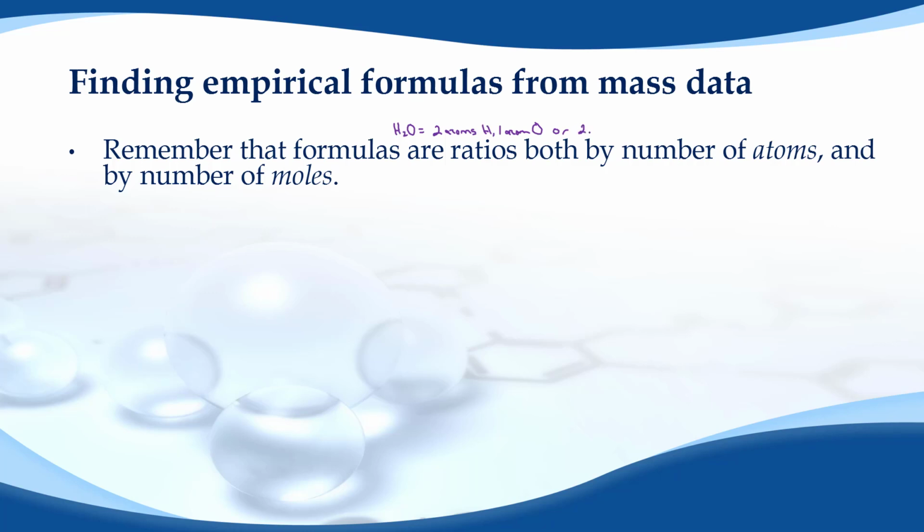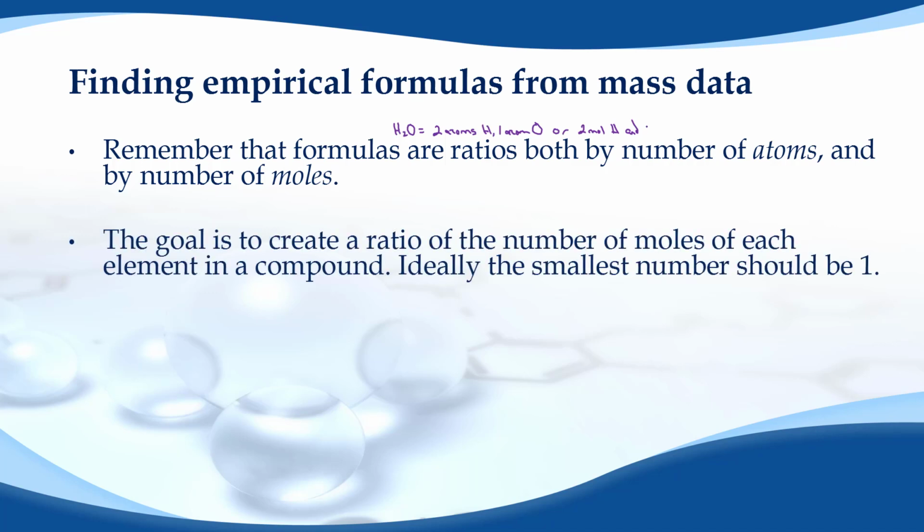The way that we're going to do this is we're going to create a ratio, right? So we're going to get a ratio of all the different elements in the compound, and to make our life easy, the smallest number in our ratio should probably be 1, right? So that's how we're going to go about setting it up, and the process by which we do it is going to be following a series of different rules and calculations.